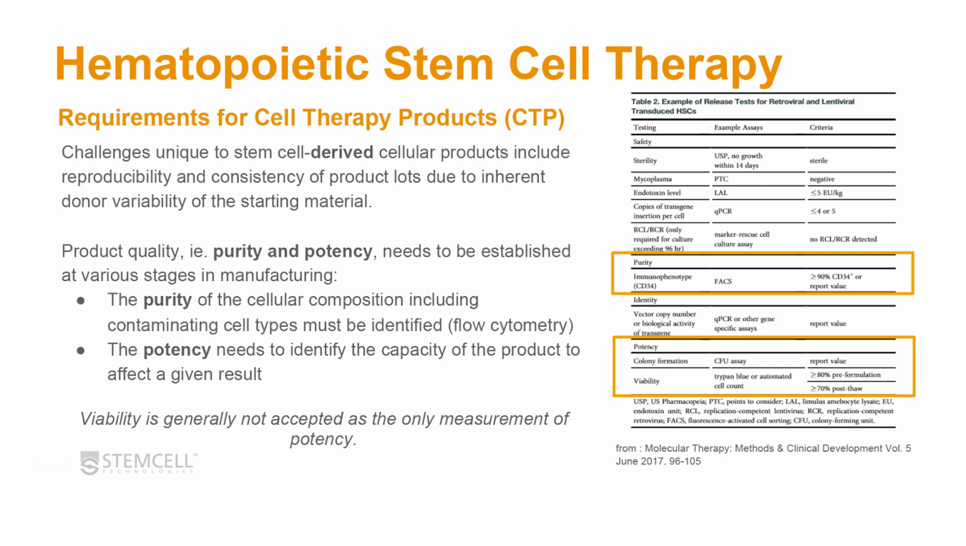And for purity, they use flow based on really the only marker that identifies hematopoietic stem cells, and that's CD34 positivity. For them, they wanted their release criteria to be greater than 90% if possible, or report the value, recognizing that when you do the clinical trial, you'll actually find out if 90% is actually necessary, or if you can get away with something like 85%.